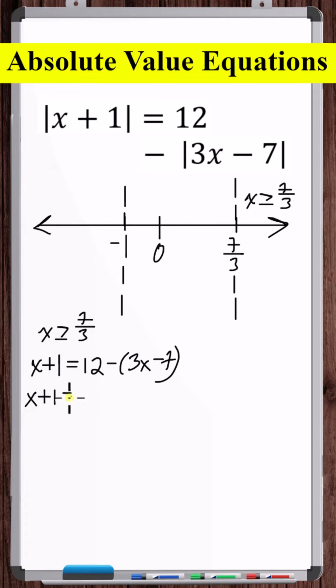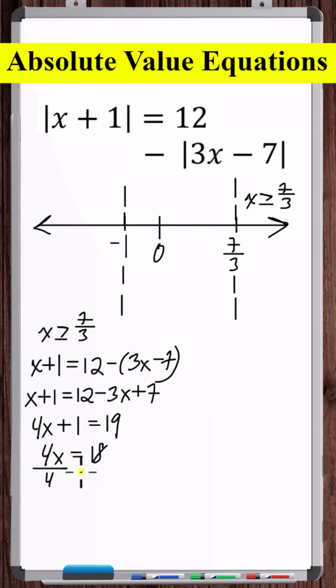Now let's solve for x. Add 3x to both sides. 12 plus 7 is 19. Subtract 1 from both sides. Okay, so now we need to check if x is equal to 9/2 is within this interval. 9/2 is greater than or equal to 7/3, so this is a solution to the absolute value equation.